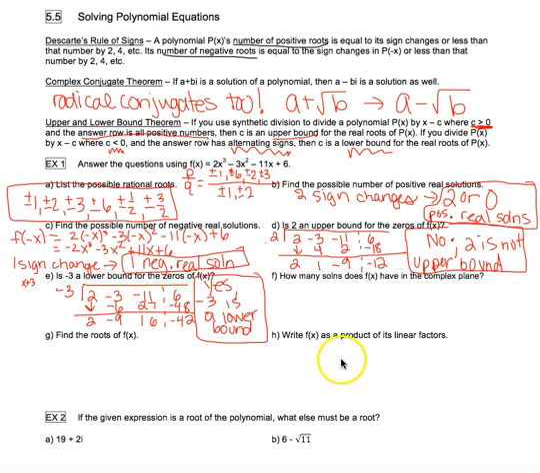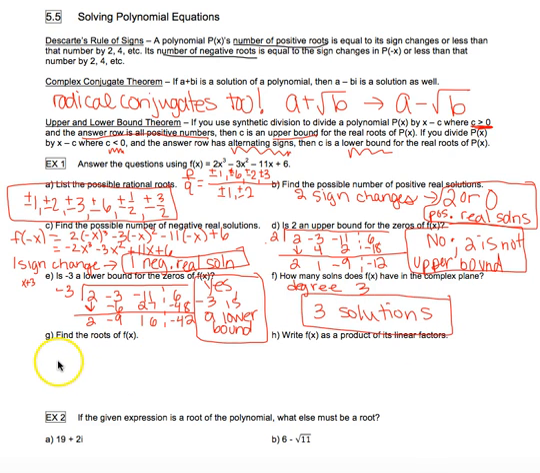F, this one's a simple one. How many solutions does f of x have in the complex plane? This goes back to the fundamental theorem of algebra. You look at the degree. Degree 3, 3 solutions, or 3 roots, or 3 zeros.